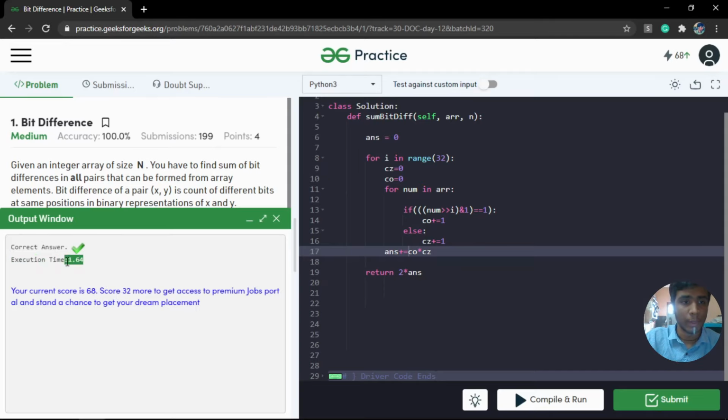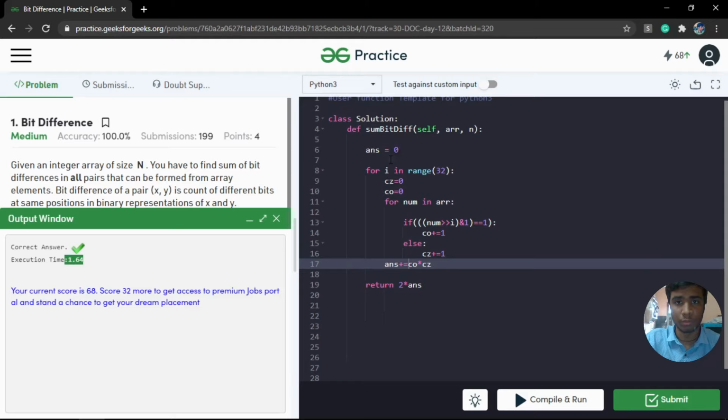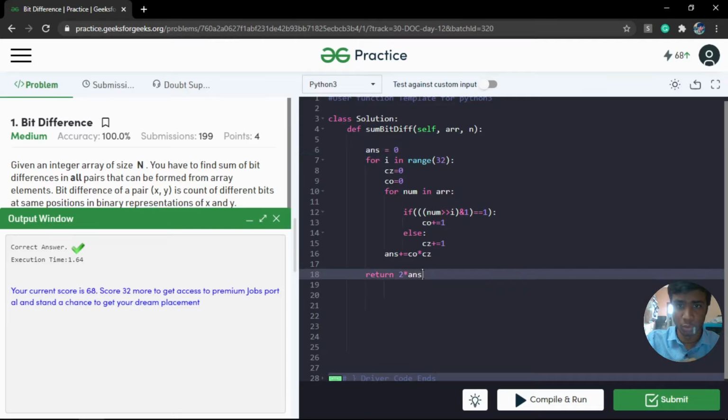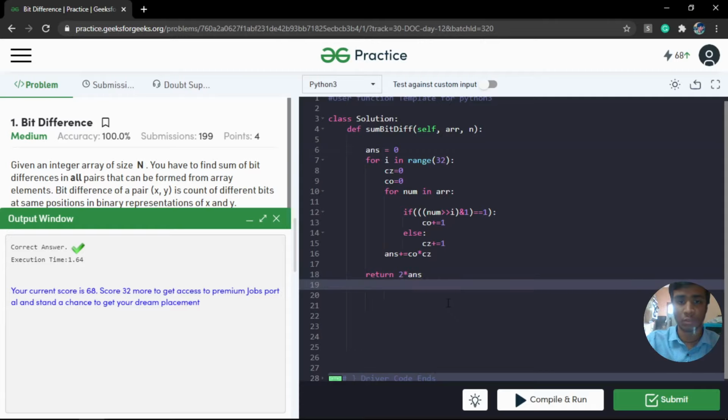Yeah, it is satisfied, and I think this is the simplest approach of all, right? And it's also an efficient approach. The only thing that we are doing is, assume there are 32 bits here, right? At each bit I'm going to count the set bits and the unset bits of n numbers, right? And if I multiply the count of 0 and the count of 1, I'm going to get how many pairs are mismatching, right? So that is the main point to understand in order to solve this problem. And you can simply do 2 into answer to cover both the pairs, that is a and b and b and a, and that's it. We can solve this problem.